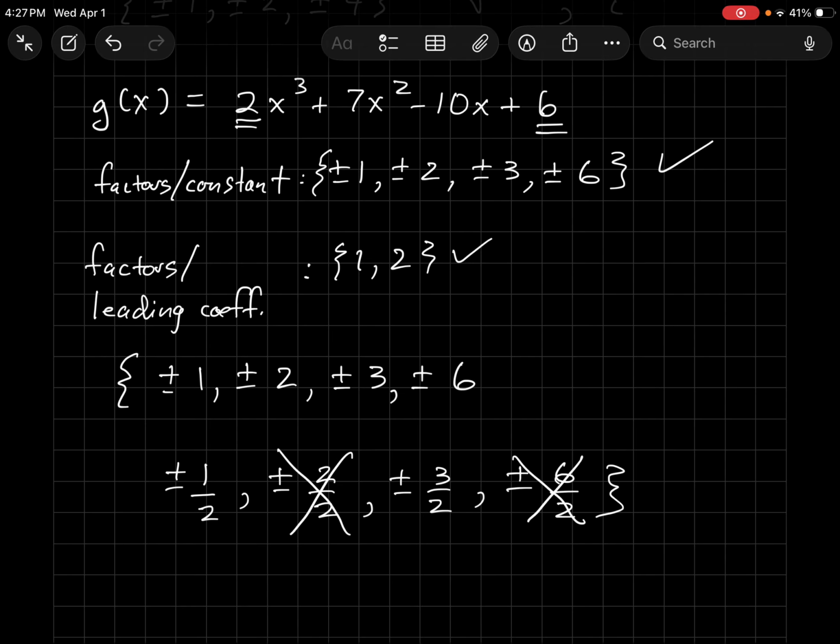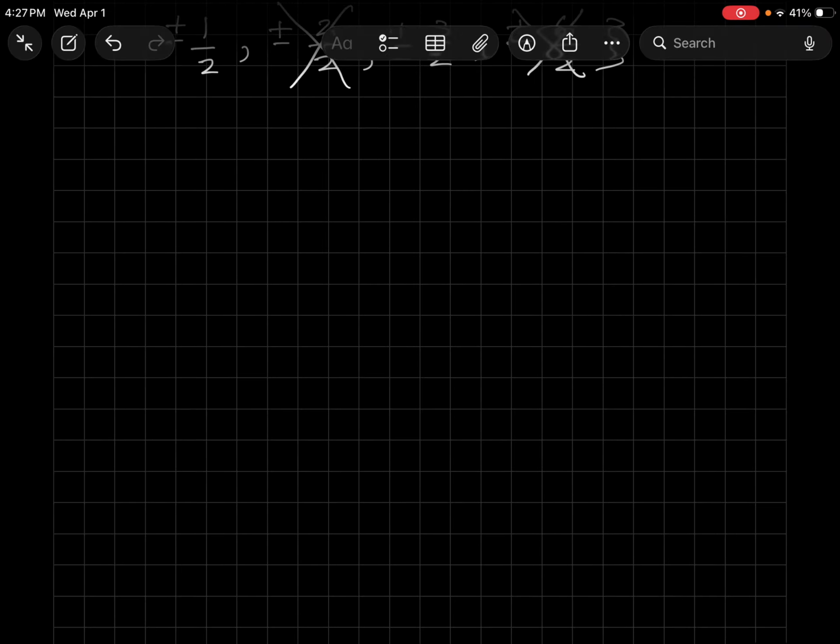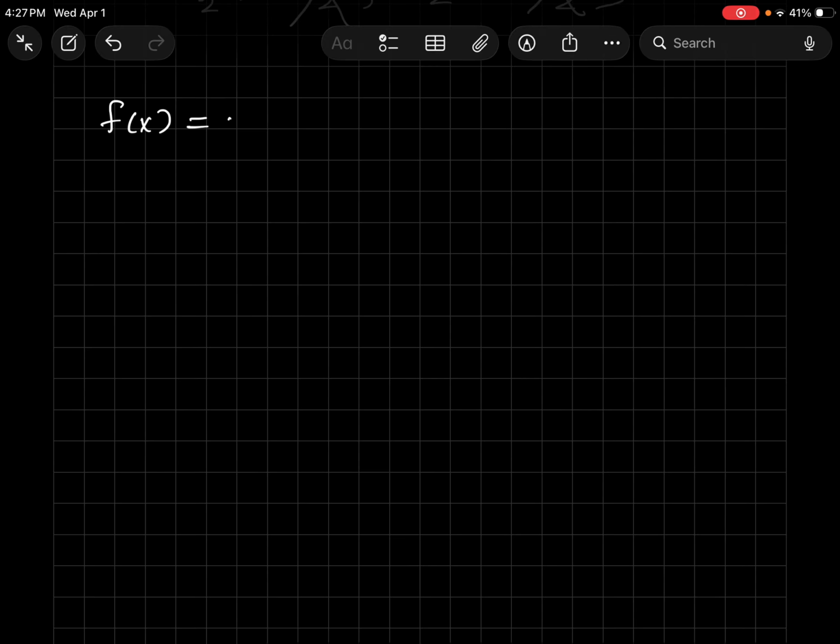How can we do this? That is, how can we use this in a problem? Well, let's consider the function f of x equals x cubed minus 3x squared minus 10x plus 24. And I want to find the zeros. Not the possible zeros. I want to find the zeros of this function.